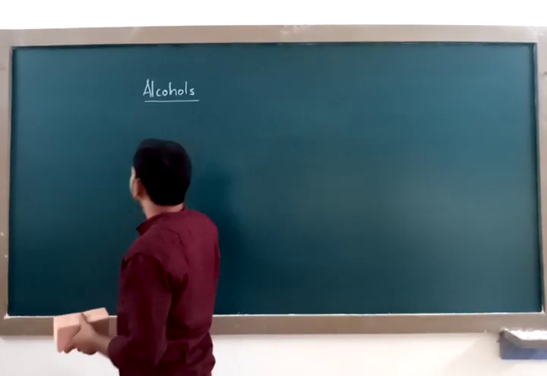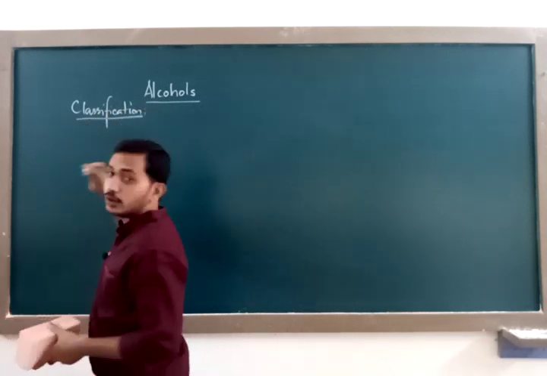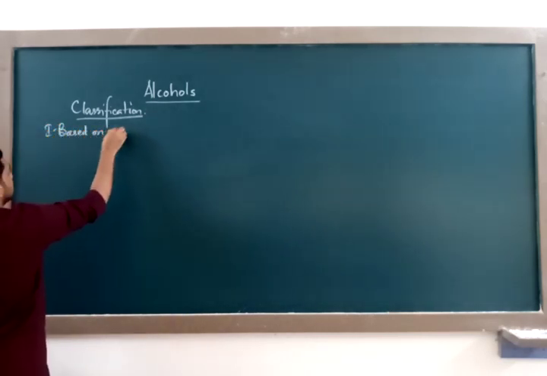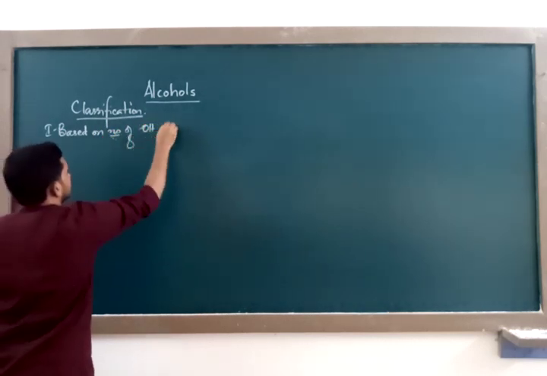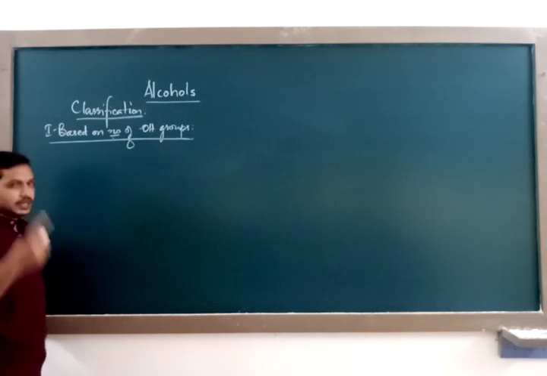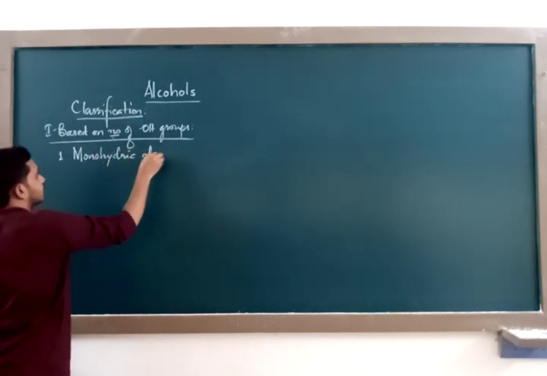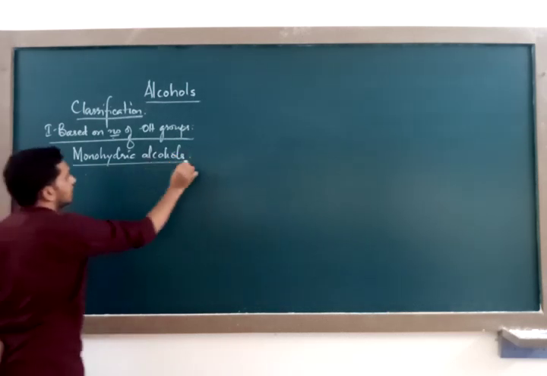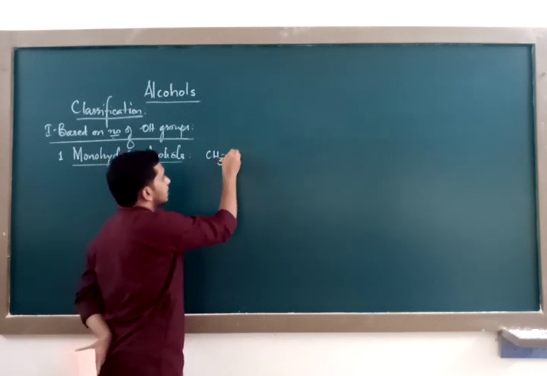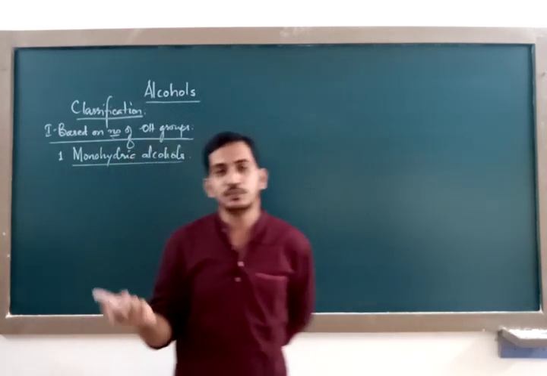How are alcohols classified? Let us see their classification. Their classification is exactly similar to that of haloalkanes. The first classification is based on the number of hydroxyl groups they contain. If they contain only one hydroxyl group, then they are called monohydric alcohols. For example, if this is an alkane, you replace one hydrogen atom by one hydroxyl group, then this becomes a monohydric alcohol. Mono, single; hydric, hydroxyl group; alcohol.